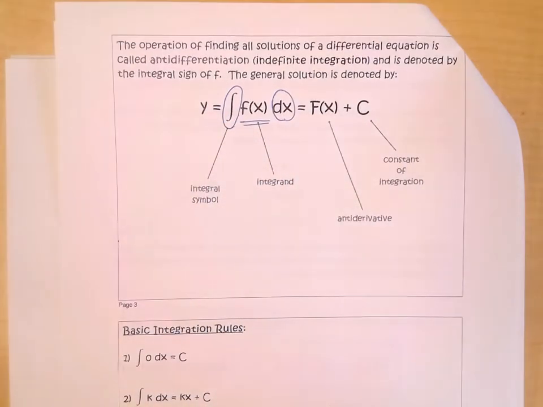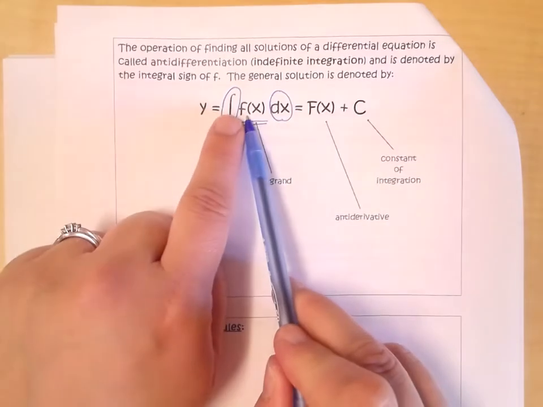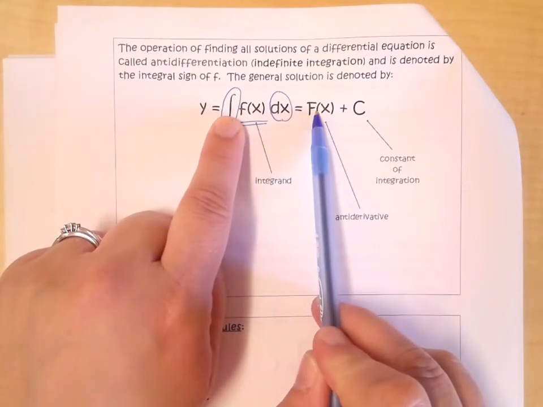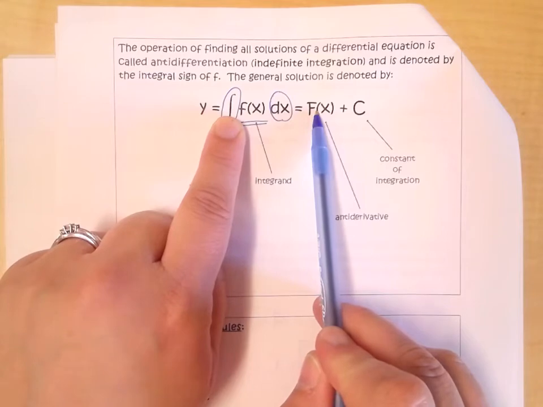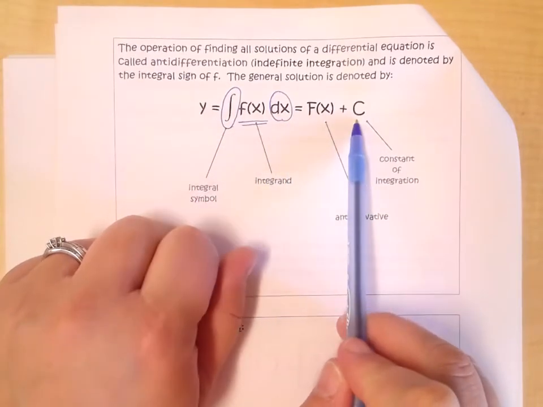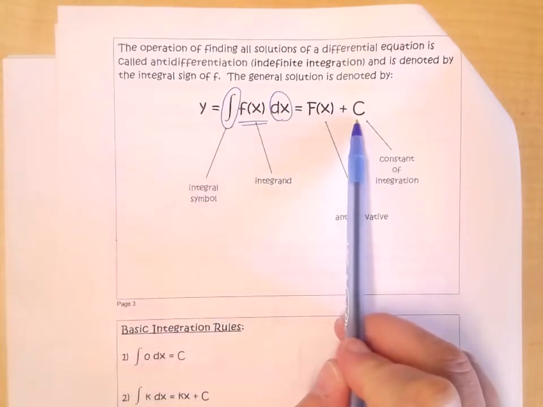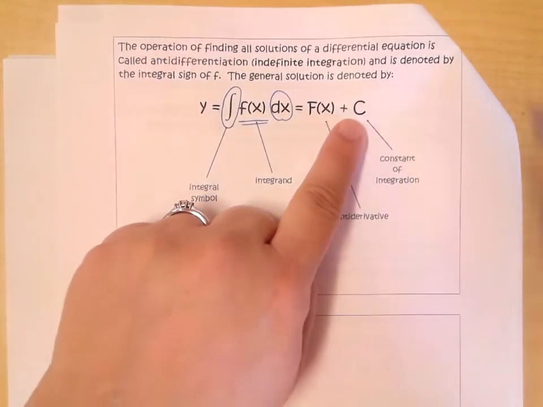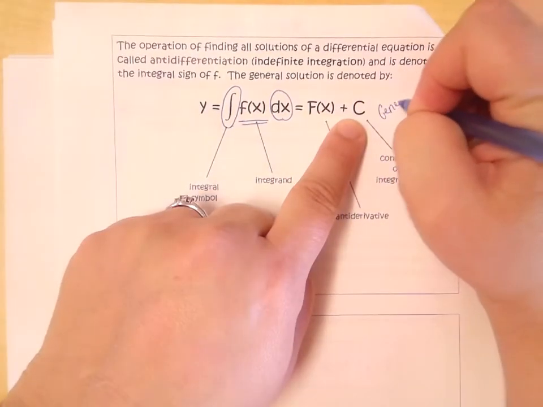So before I go any further, do we understand why it's f of x lowercase to F of x uppercase? Okay with that? Do we understand that I have to put plus c on the end because I don't know if there was a constant there? Plus c will show up in all general solutions.